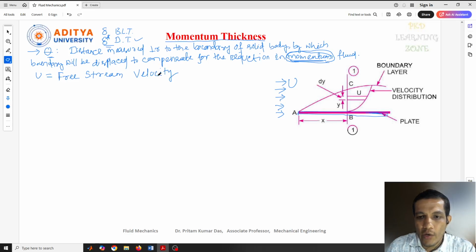When the fluid is flowing over this plate, we obviously get a boundary layer formation, which we discussed in our previous lecture. In this boundary layer, the velocity distribution will be like this, because the velocity changes with respect to layers. This velocity gradient formed here is du by dy. Due to the presence of the plate and this boundary layer formation, there is a reduction in momentum.